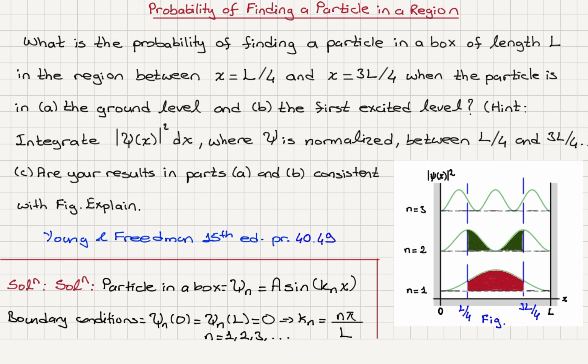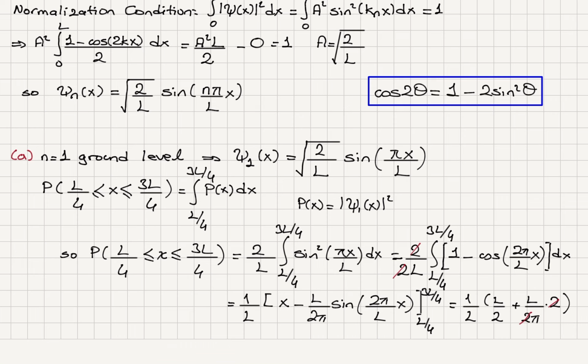So here I have calculated the probability of finding a particle in a box with length L in the region between L over 4 and 3L over 4, first in the ground level and second in the first excited state. The wave functions are given by A sine n pi x over L because they have to obey the boundary conditions, and the normalization constant is found by normalizing the wave function. The probability of finding the particle between x equals 0 and capital L is 1, which means the particle exists. So that gives me A equal to square root 2 over L.